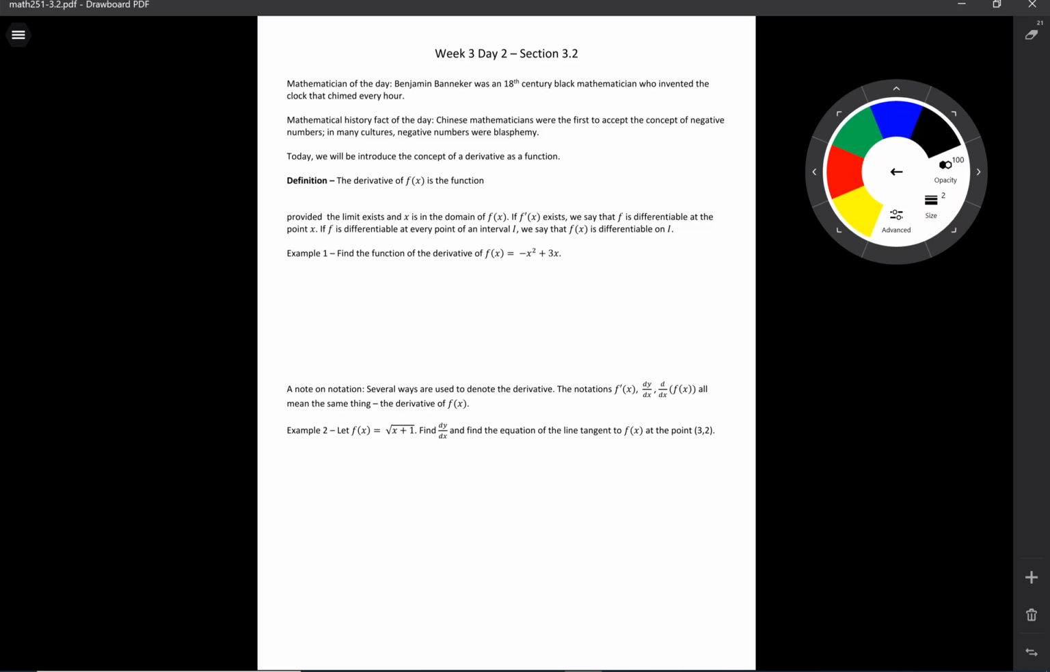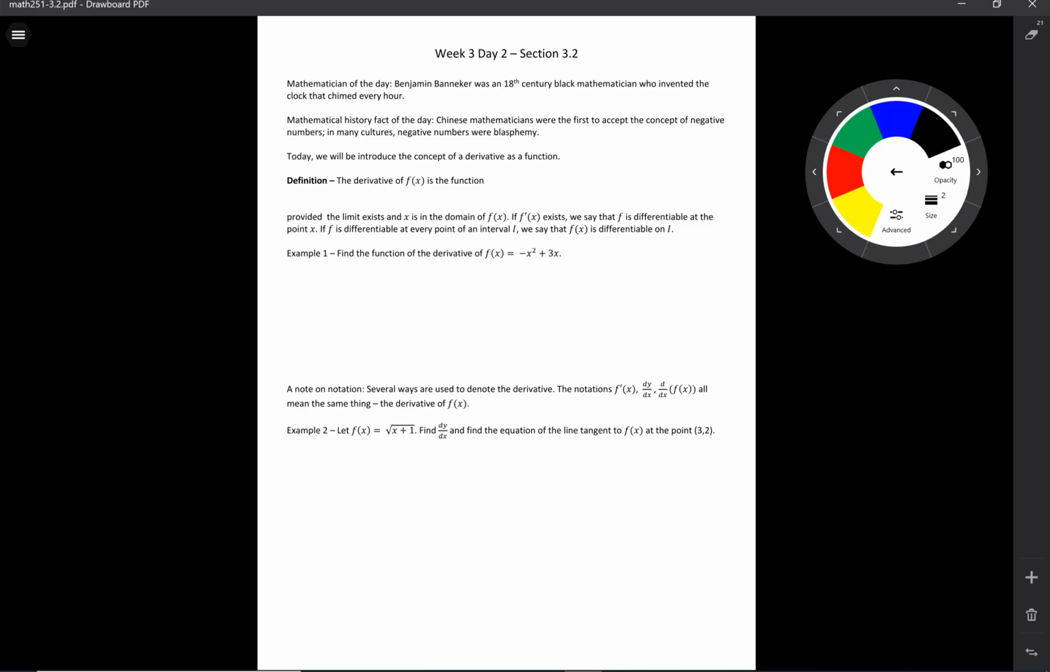Today's mathematician of the day is Benjamin Banneker, who was an 18th century black mathematician who invented the clock that chimed every hour. So it's pretty cool to think about how math was involved in something like a clock. Pretty neat. And did you know that Chinese mathematicians were the first to accept the concept of negative numbers? In many cultures, negative numbers were considered blasphemy. In fact, people were killed over their belief in negative numbers in other cultures. So, aren't you glad we live now where we can talk about negative numbers and not be killed?